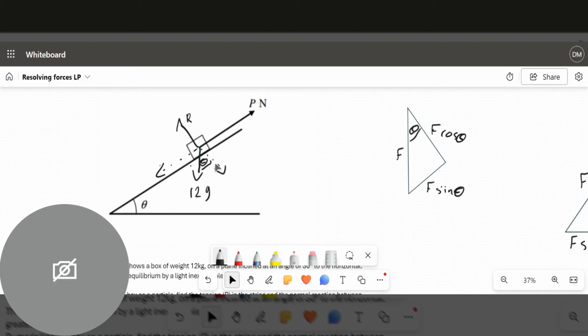Now we can see we've got a line here, which is the force, the same as on our triangle. And we've got a resolved bit here, which is going to match this bit here. So we can call the weight going into the surface F, it's the force, which in this case is 12G, times cos theta.